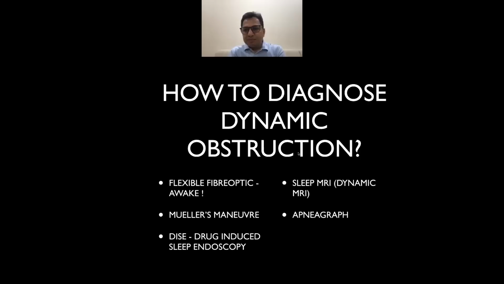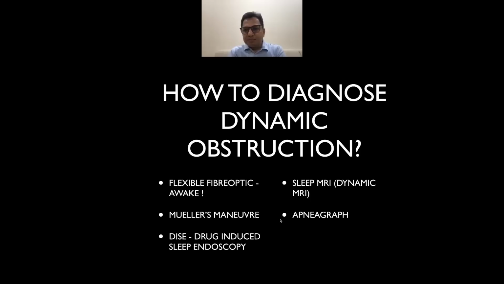Apnea graph is a tool where you put a sensor inside the nose of the patient which goes till the esophagus. So there's an upper sensor, there's a lower sensor. The upper sensor is in the oropharyngeal area. The lower sensor is in the esophagus. So if the difference between the two sensors is not much, then it is an upper level obstruction. If the difference between the two sensors is too much, then it's a lower level obstruction.